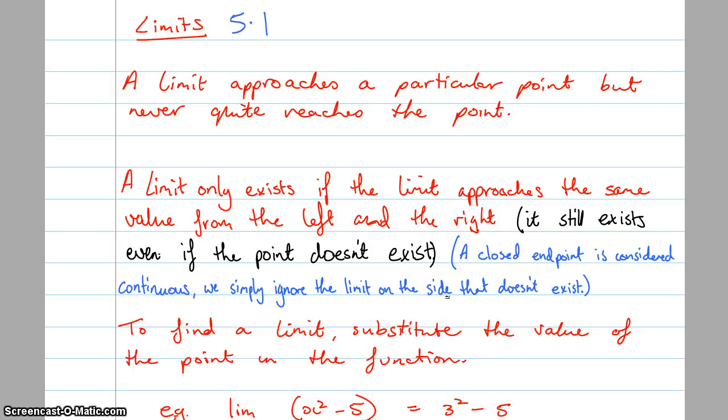Hi, welcome to the second video in part 2 on continuity and smoothness. In this video we'll be looking at limits. This is the second part of 5.1.